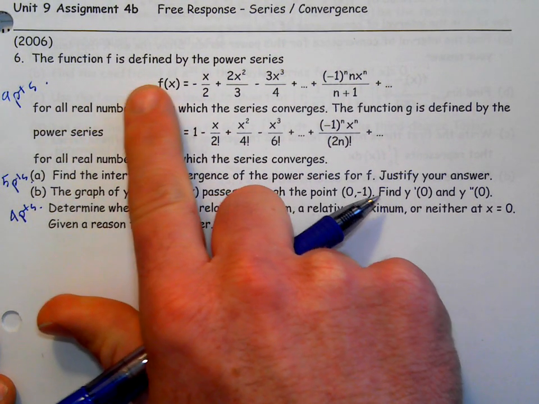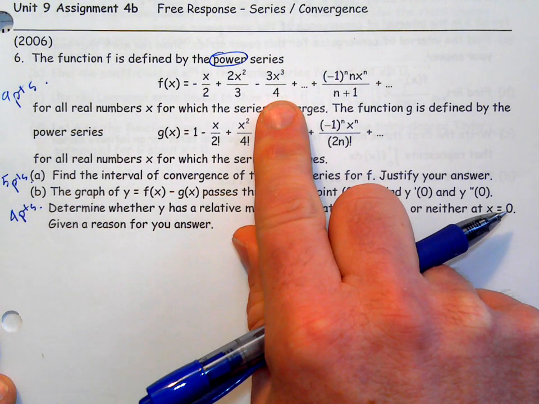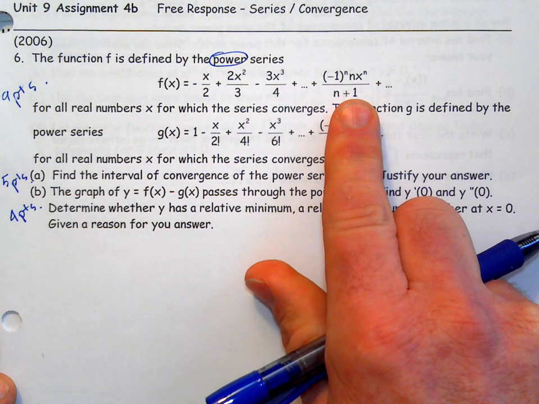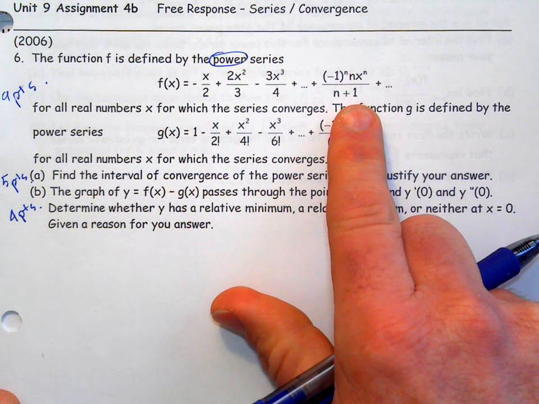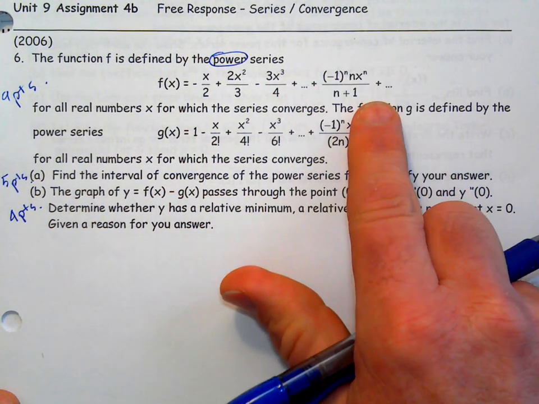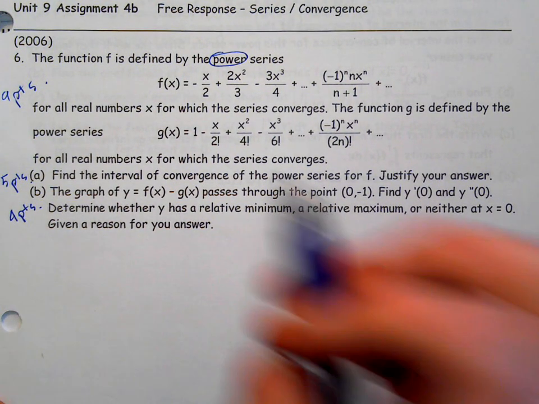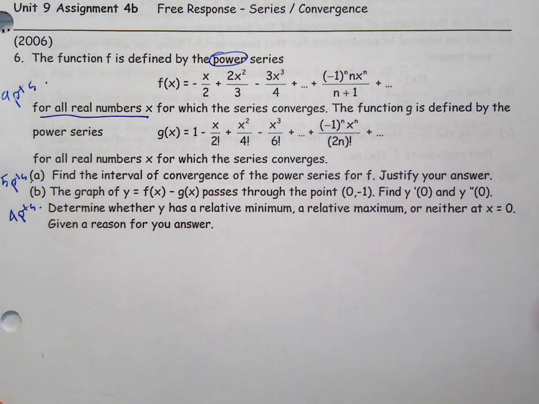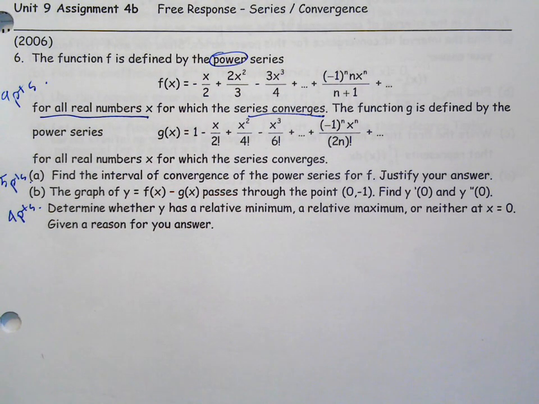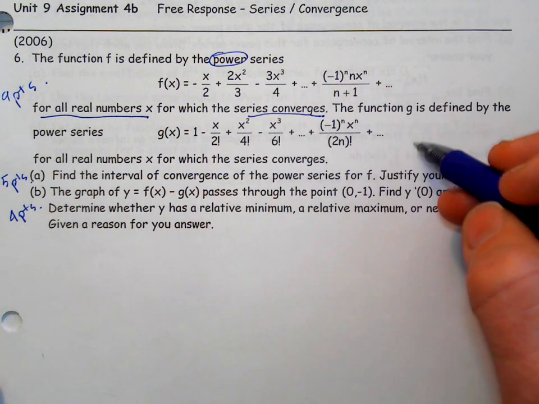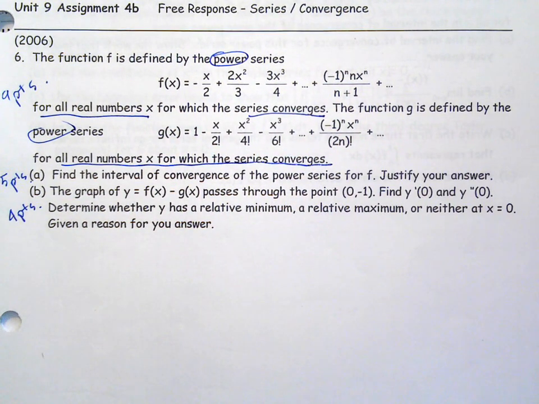So function f is defined by the power series, and they're showing you the open form with the general term. Sometimes they're going to ask you to write the first 3 non-zero terms and the general term, the nth term. This also is really helpful to write the closed form, because essentially that's what the closed form is. The function g is defined by a different power series. For all real numbers, it converges. Okay, so we have that information.